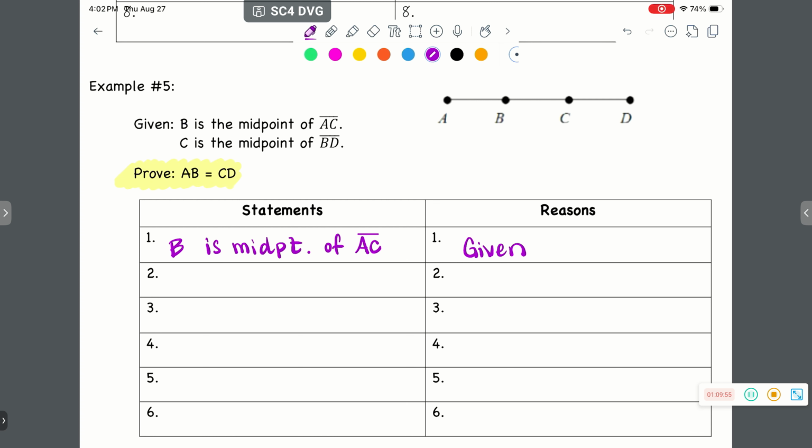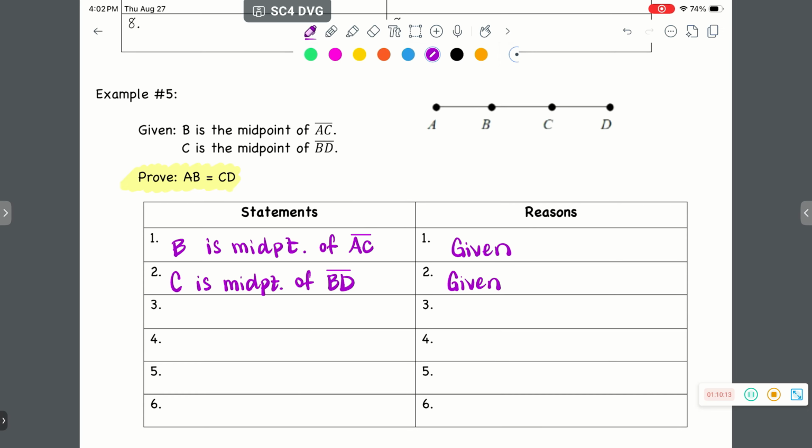Do you guys want to go ahead and write all the givens down, or do you want to use them one at a time? All at the same time? Okay. That's fine. Again, the more we do proofs, the more you'll kind of figure out how you want to do that.